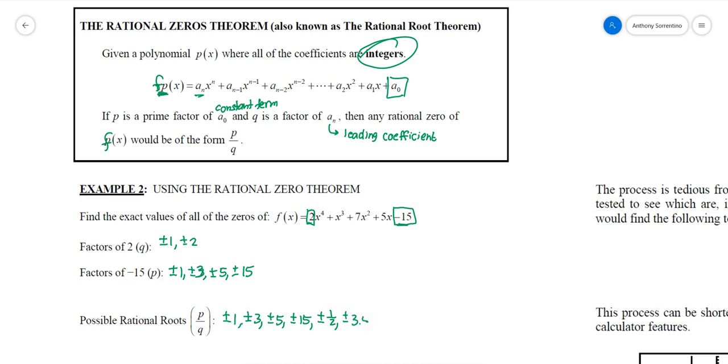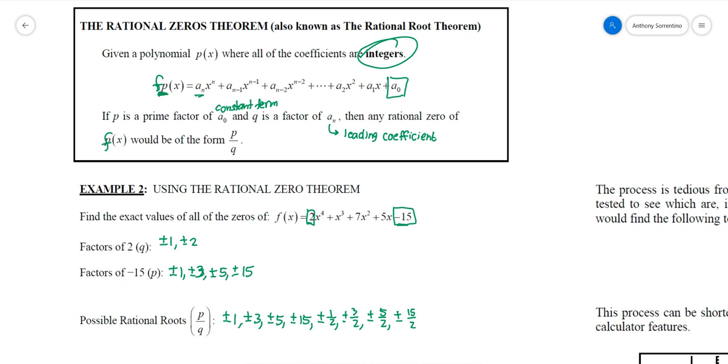3/2. Now, if you wanted to write these as decimals and say that was 1.5, that's also acceptable. Plus or minus 5 divided by plus or minus 2 is plus or minus 5/2, also known as 2.5. And plus or minus 15 divided by plus or minus 2 is plus or minus 15/2, which would be plus or minus 7.5.